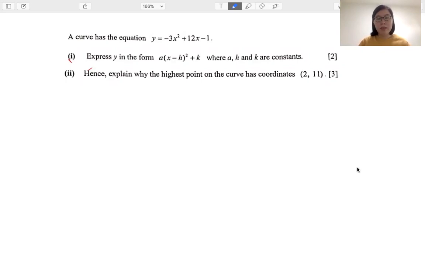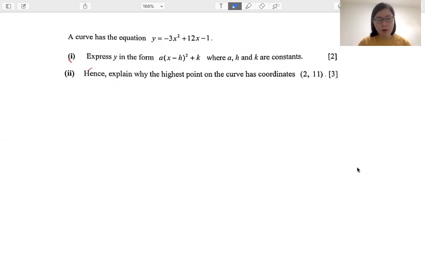In this video, I'm going to share with you this additional math question from one of the school mid-year papers. The concept involves completing the square, as well as an explanation question on why the highest point of the curve is this particular coordinate. So the unique part is actually part 3.